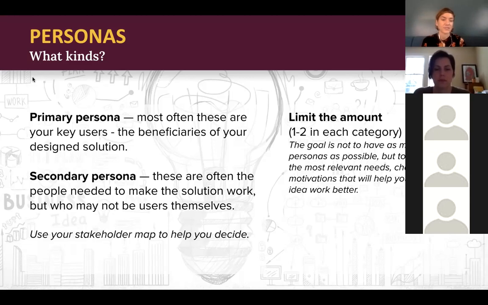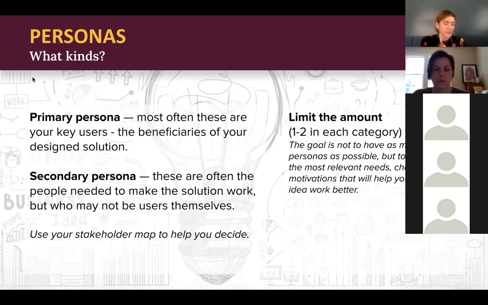If you think back to your stakeholder maps, it's similar to that. You'll use that. The better you fill that out and the better you've been working with that, the easier it'll be to create a persona, because you have all that information. Usually our primary personas are your key users. So they're the people that are really going to be directly benefiting from your design. They have the most interaction with it. They have the most to gain, and they potentially have the most to lose without a properly designed solution.